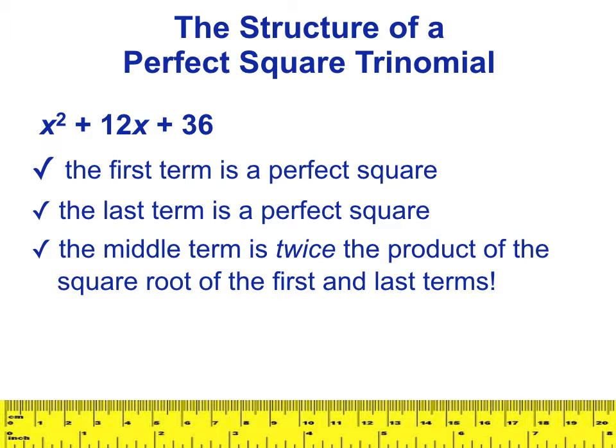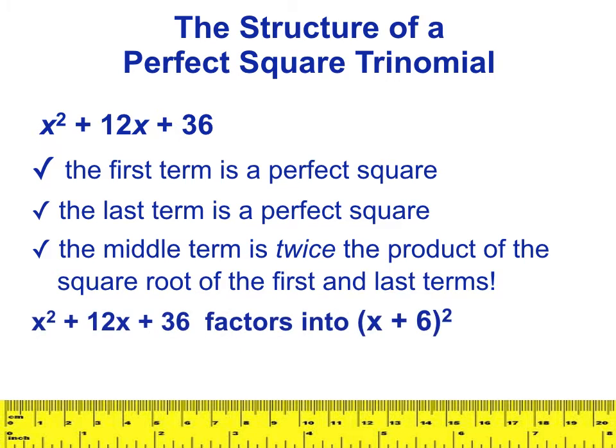So this is true of the structure of any perfect square trinomial. And whenever you find a perfect square trinomial, it factors into a binomial, x, which is the square root of the first term, plus 6, the square root of the last term, quantity squared.